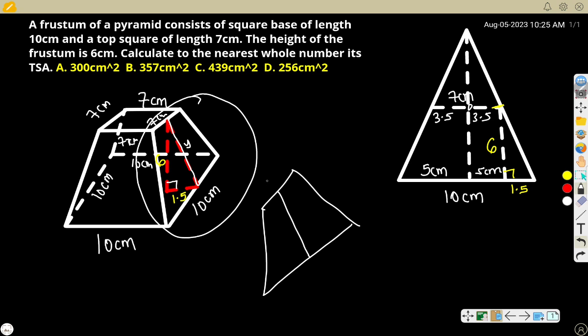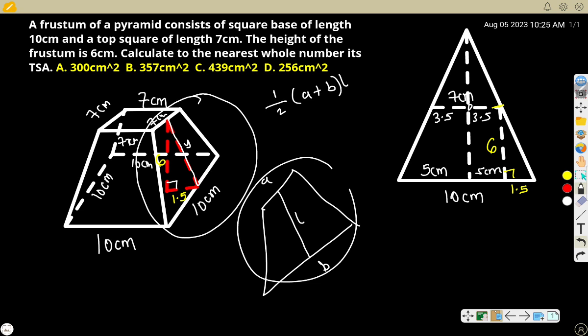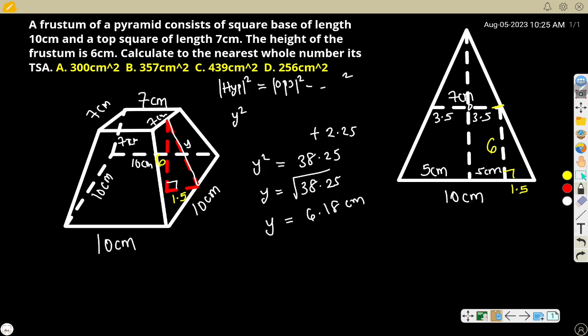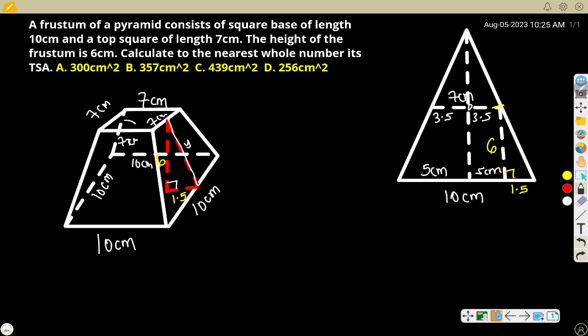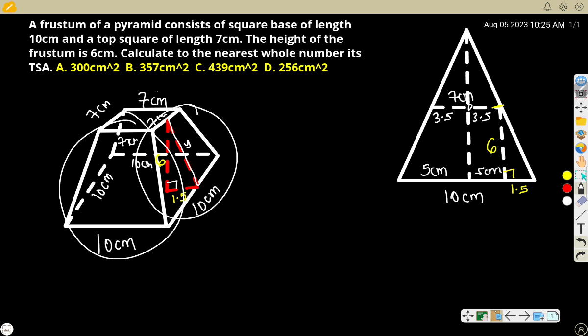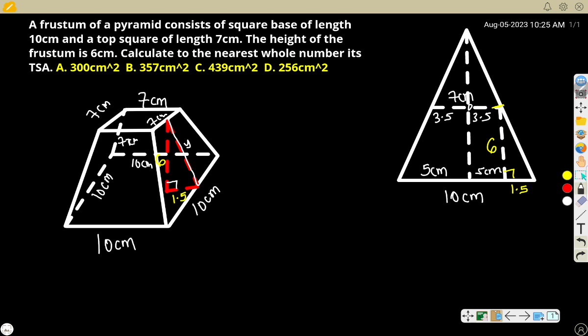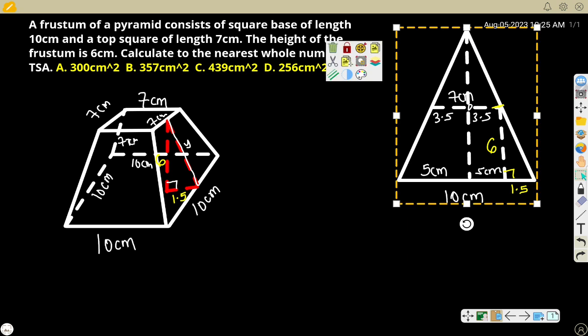And for a trapezium, if here is A and here is B and here is the height, let's call it L. So we'll have the area of a trapezium is half A plus B times L, like that. And we have four of that shape in a square base pyramid. You will see we have one of it here, two, the other one there, then four. So we have four of it. So if we know one of it, we just multiply it by 4.